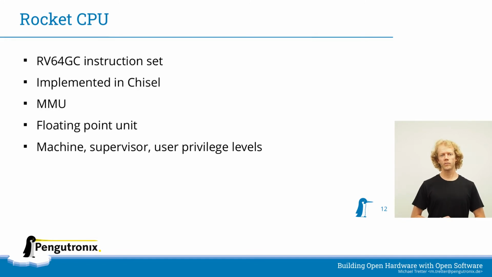The Rocket core supports the RV64GC RISC-V instruction set. This is a 64-bit instruction set compared to the 32 bits of the VexRiscv. It is written in the Chisel hardware construction language, which is another Scala implemented Verilog generator. It has an MMU, branch prediction, floating point unit, and supports the RISC-V privilege levels required for running Linux.